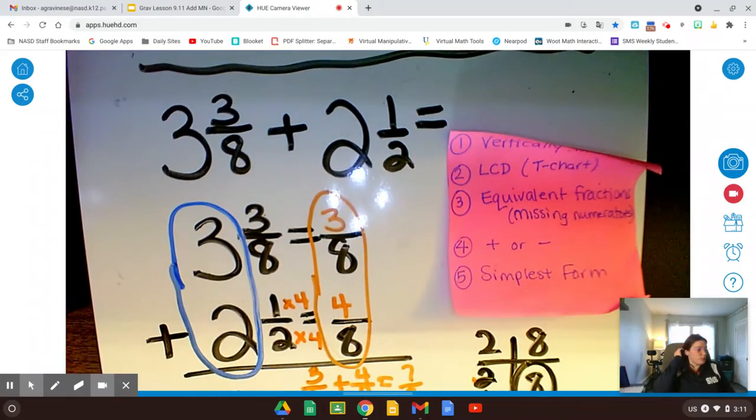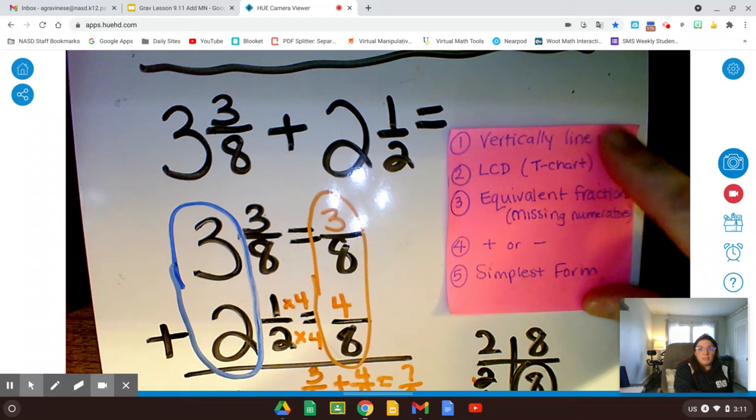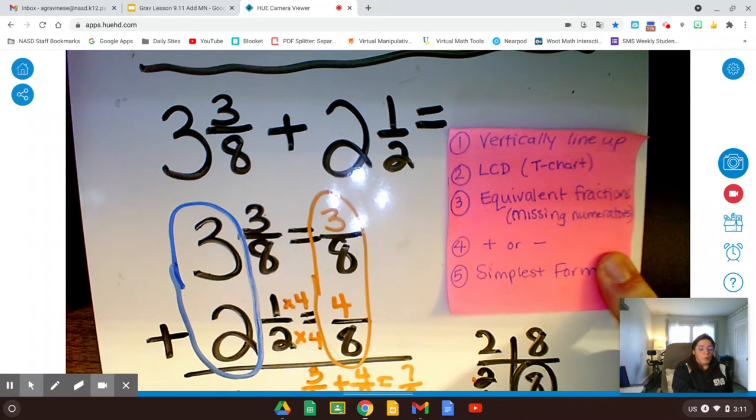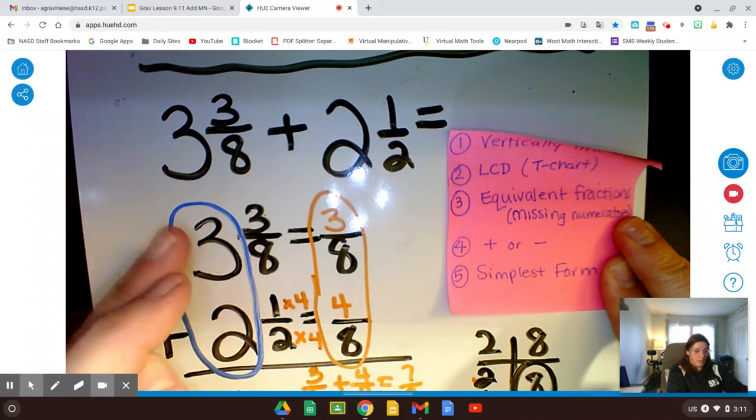So what we're doing for this skill, if we don't have a common denominator, we are following the exact same process from when we were just adding fractions. The difference now is that we also have to add our whole amounts in the end.